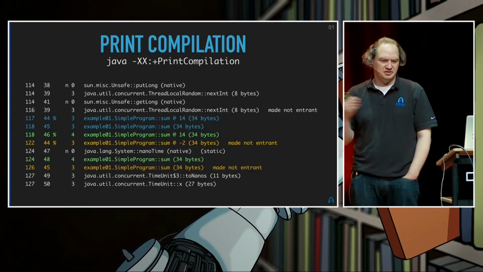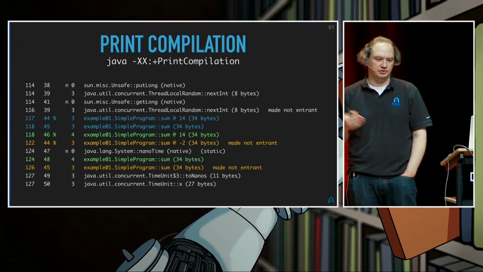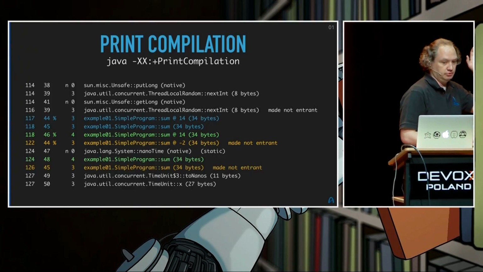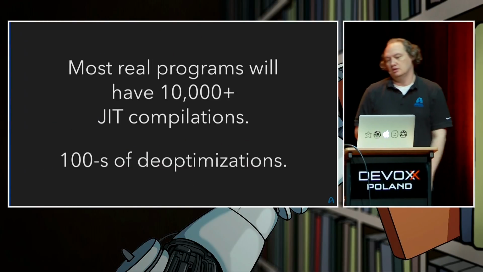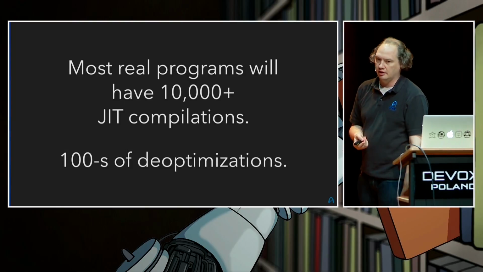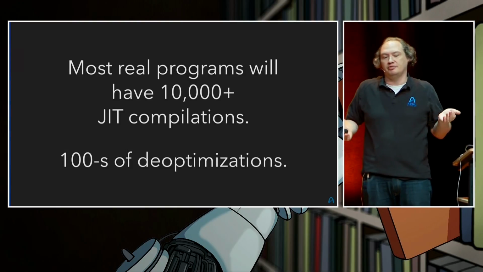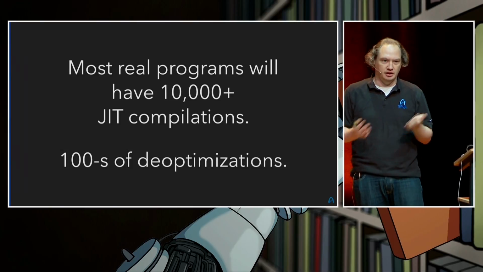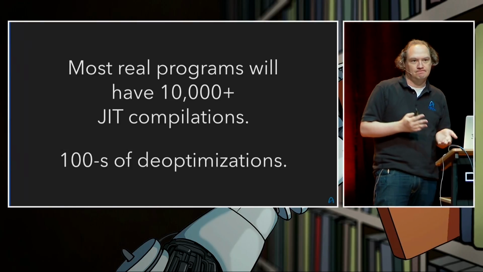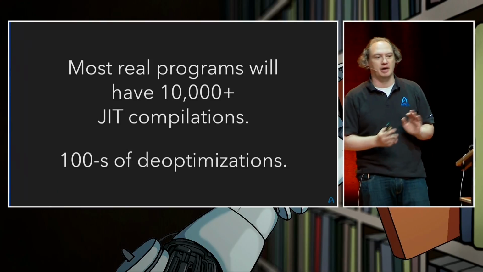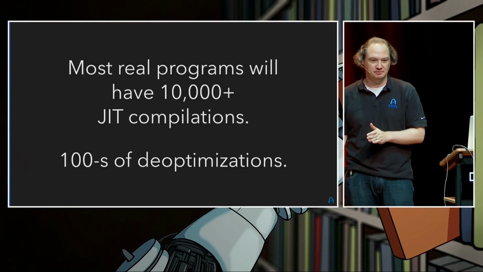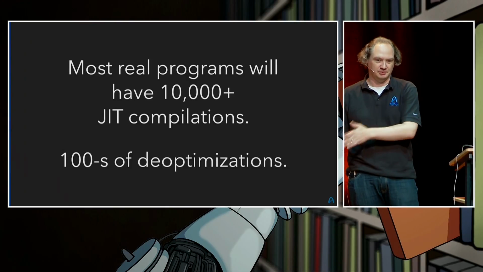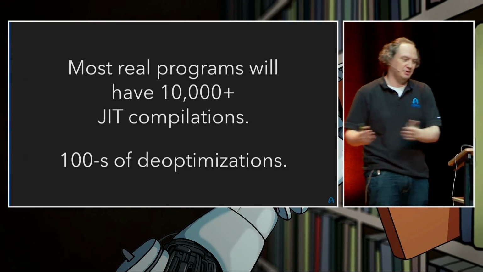But it's a little hard to see all of this relative to our performance, and these logs get large, really, really large. Most real programs will have at least a few thousand JIT compilations. And of those, maybe 10 to 50 will actually matter to the performance of your application. So you've got to find them if you actually care about the performance. That's a bit of a challenge.